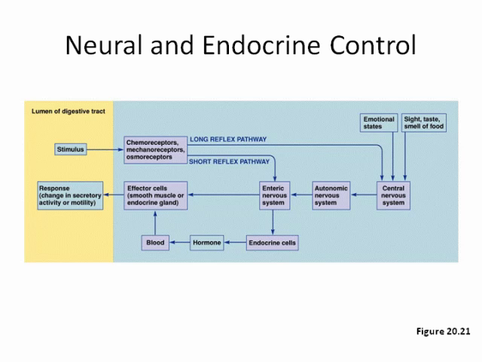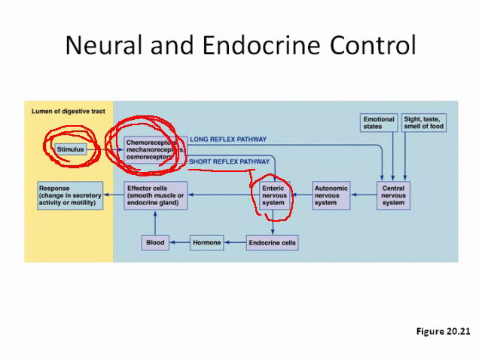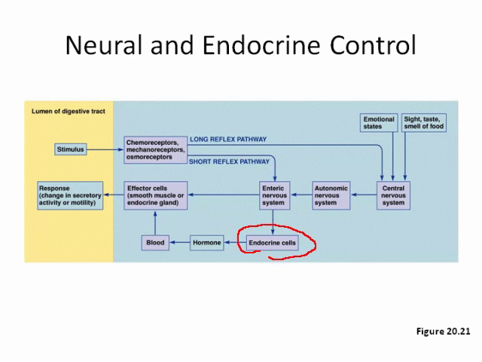And as I said, there's both neural and endocrine control. So we have various stimuli that are going to be stimulating chemoreceptors, mechanical receptors, osmoreceptors, and they're going to do one of two things. They're going to activate what we call a short reflex pathway, which basically is going to work right there in the enteric nervous system. So you've got a stimulus coming from the lumen, activating receptors that are actually part of the enteric nervous system, and it's going to cause activation of the effector cells within the enteric nervous system, which will do a couple of things. Actually work on smooth muscle or glands, causing some sort of a response, as well as stimulating nearby endocrine cells, which are going to release hormones into the blood. And some of those hormones will, in fact, affect some of these effector cells themselves.